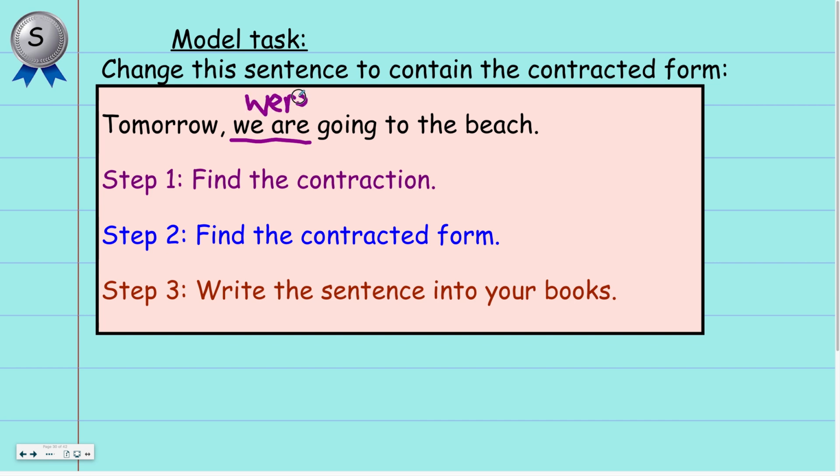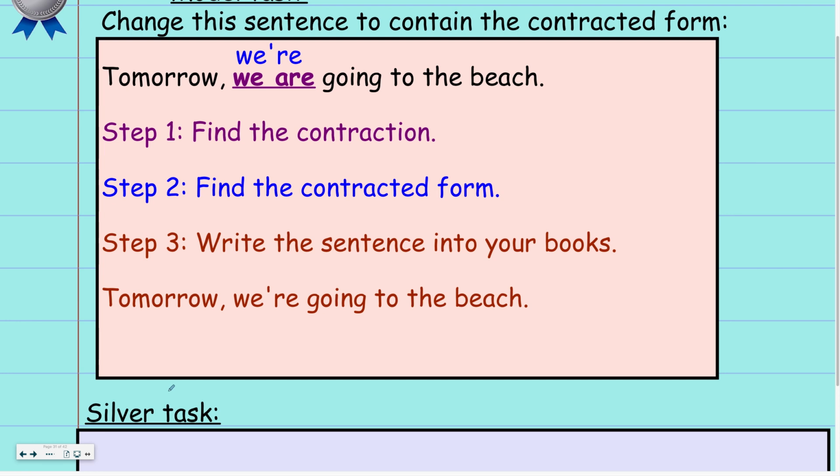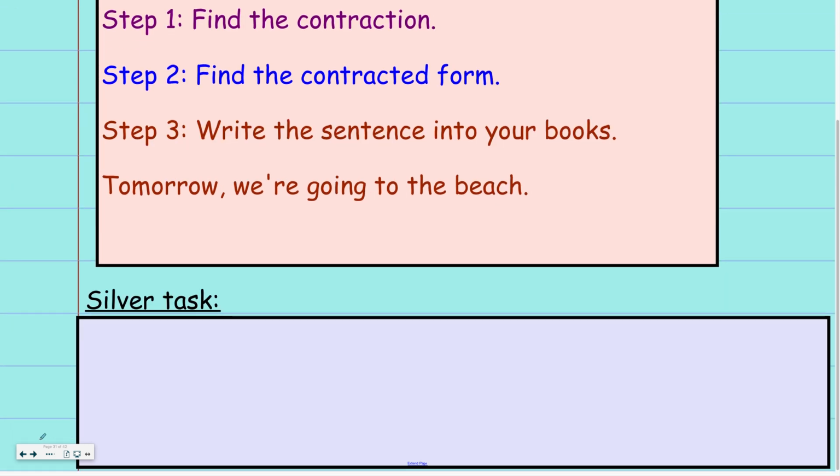Now that's were if I don't put in an apostrophe, so you need to be careful to put in that apostrophe for the missing A. And then step three is to write the sentence into your book. So I would now write the sentence into my book, okay? Tomorrow we're going to the beach, okay? So that's your silver task today, to follow those 3 steps.